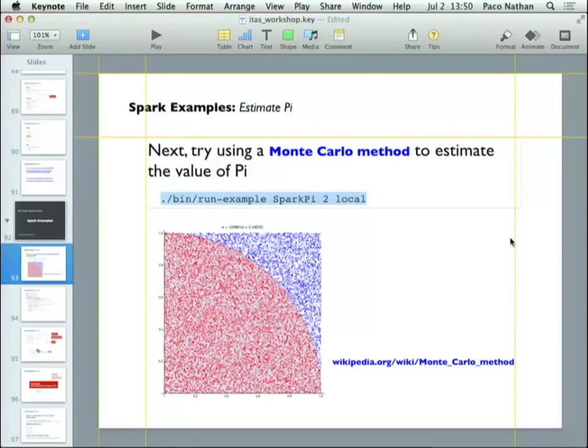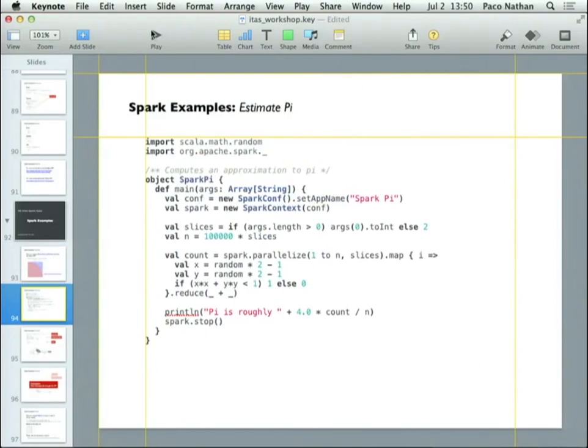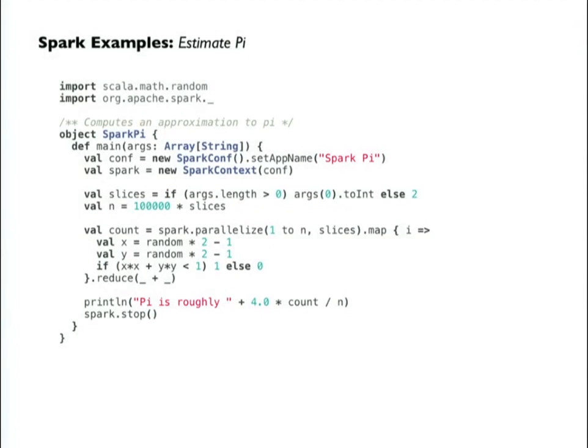Now, if we take a look at the actual code itself, I've got it on a slide. We can drill down and show that in the examples. The idea is pretty concise. We're going to import math.random out of Scala, and then, of course, import Spark. From there, we define an object for the code module we want to run, SparkPi. Then define a main program that takes in the command line parameters. The first one will be the slices, and then the master. In this first line, we do val conf equals a new SparkConf, give it a name, and then from there we create spark equals new SparkContext.